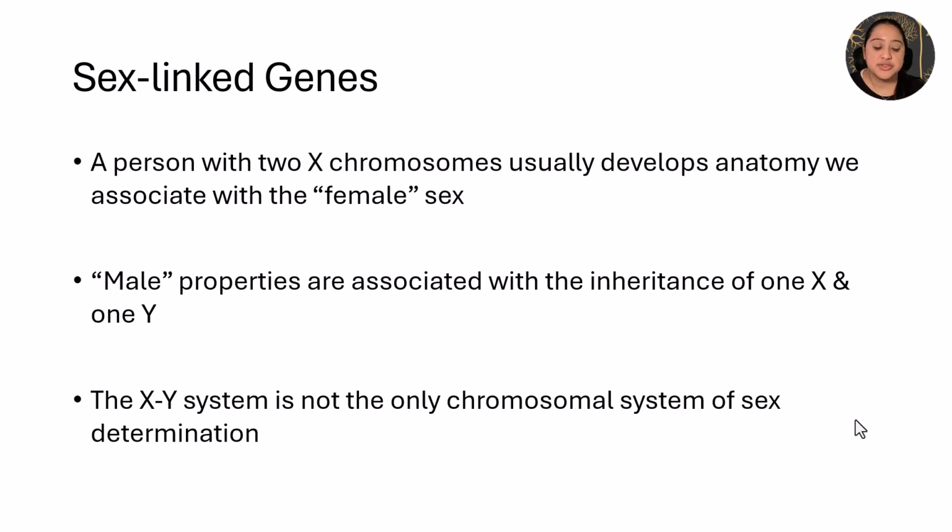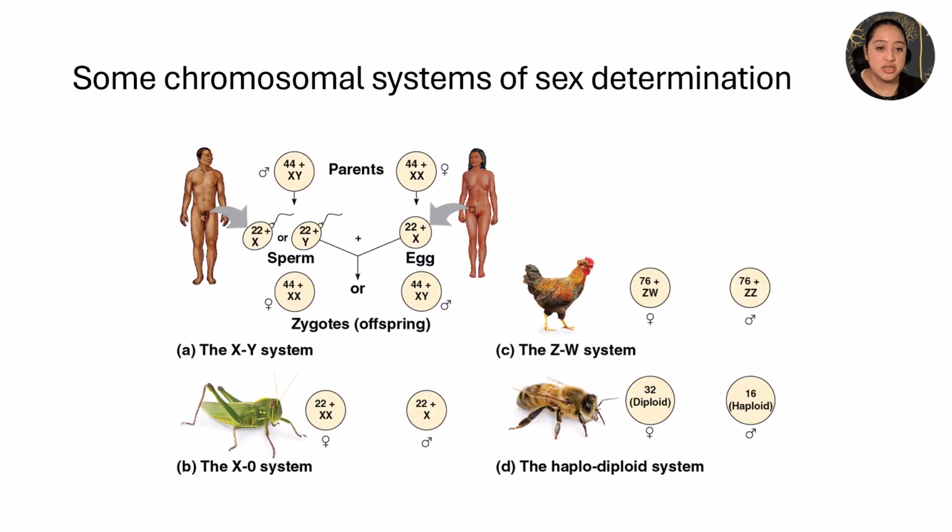And so a person with two X chromosomes usually develops anatomy that we associate with the female sex, like biological sex. And then male properties are associated with inheritance of one X and one Y. And that's not the only system, like the X and Y system, just because it's also present in humans, many other mammals, and flies. It's not the only one. There are different chromosomal systems of sex determination. So humans, yeah, we follow the XY system. So there's two X's or an X and a Y. But there are other ones as well.